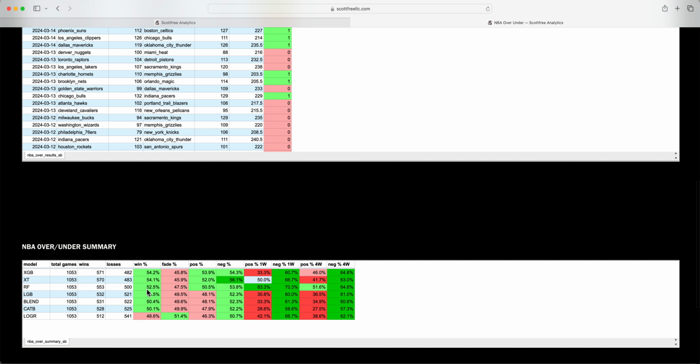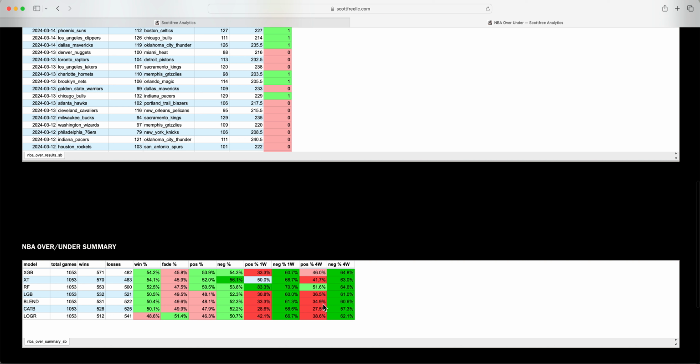Overall, it's a marginal winner in predicting over-unders, but you can see it just had a very good week. So it'll be very interesting to see how the Random Forest does over the next couple weeks. But like I said, I tend to focus on this stat over here, what is doing well the last 4 weeks, and you can see.